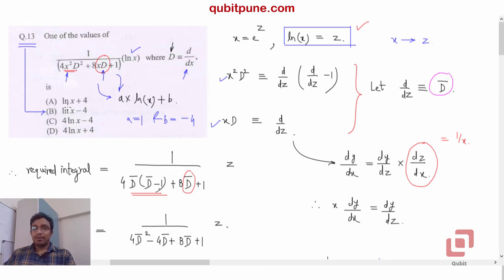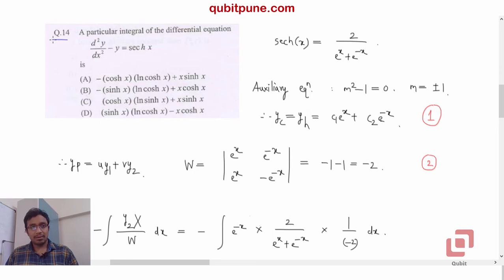Let's now go to question number 14. Question number 14 is also based on ordinary differential equations, like the previous one. This question reads, a particular integral of the differential equation d2y by dx squared minus y equal to sech of x is, and we have 4 options. To solve this problem, I have used the method of variation of parameters. Okay, first of all, let us remind ourselves that hyperbolic sec is actually the reciprocal of hyperbolic cos. So sech of x is 2 upon e to the power x plus e to the power negative x.